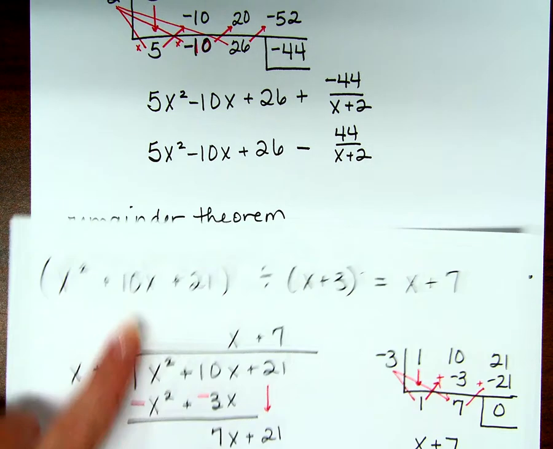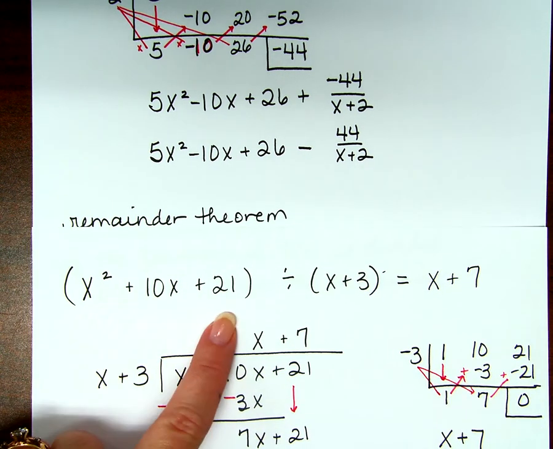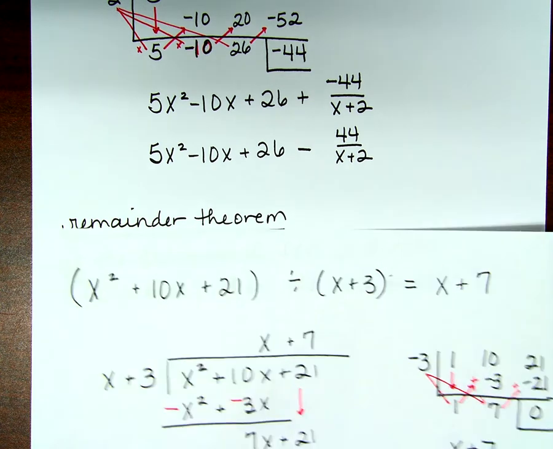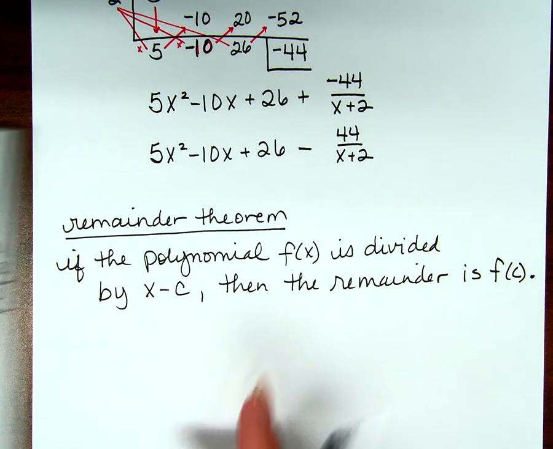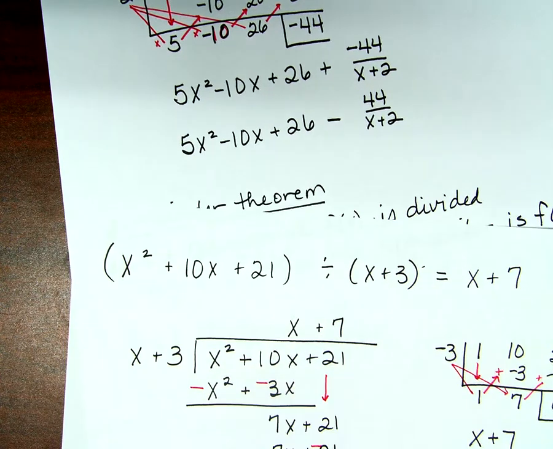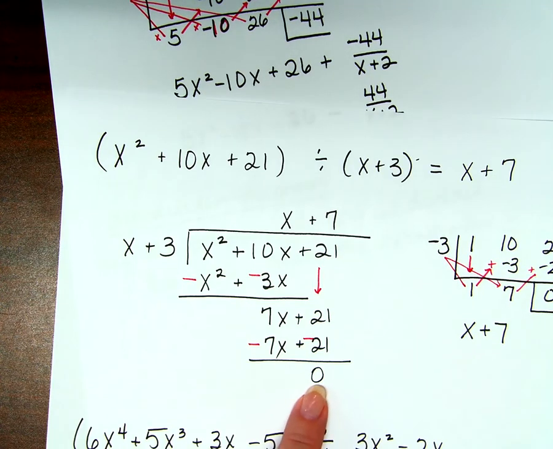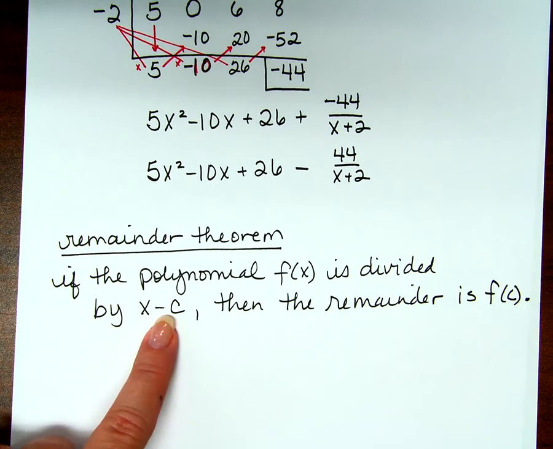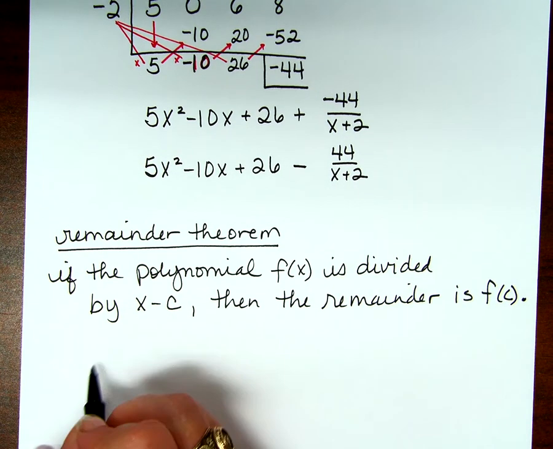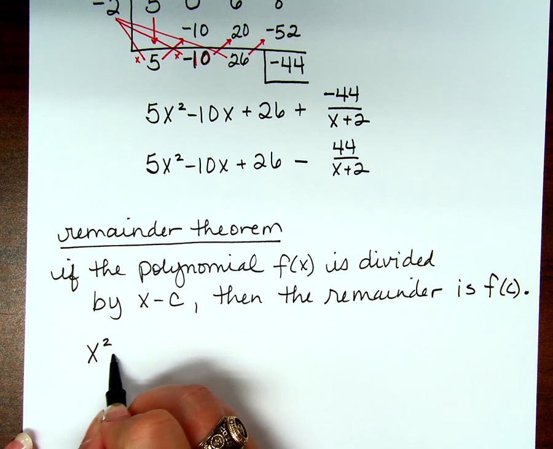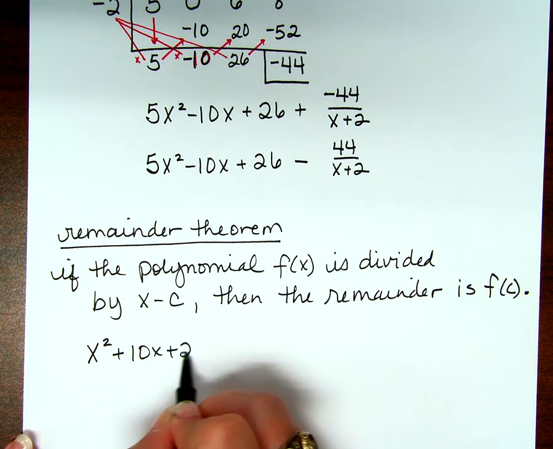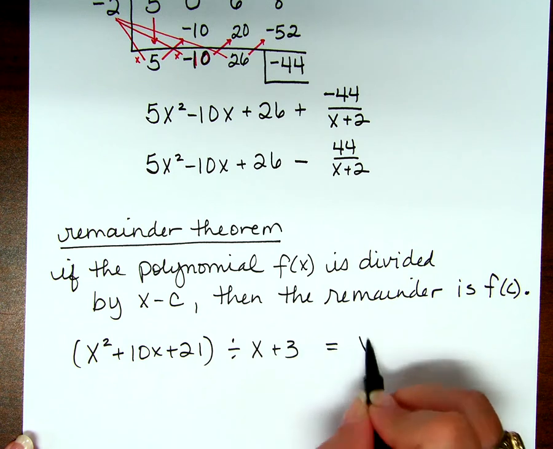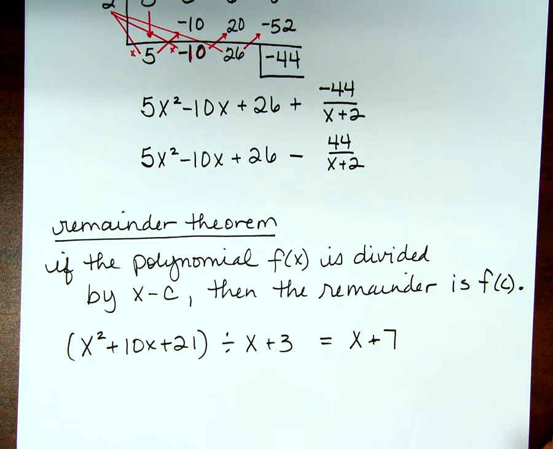So this problem we did just a second ago, x squared plus 10x plus 21, we divide it by x plus 3, right? What this is saying is if I divide this polynomial by this one, the remainder that we got of 0 is what it's going to be if I plug negative 3 into the polynomial. Let me show you what I mean. Here's what we had, x squared plus 10x plus 21. And we divided it by x plus 3, and we got just straight up x plus 7, no remainder, right?